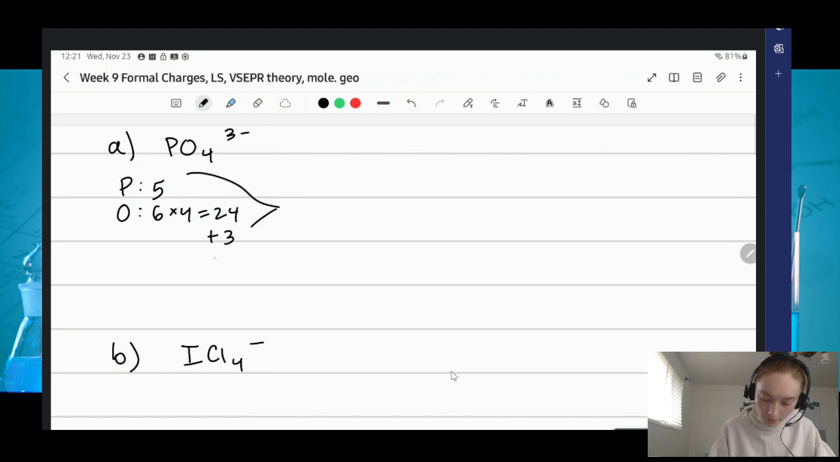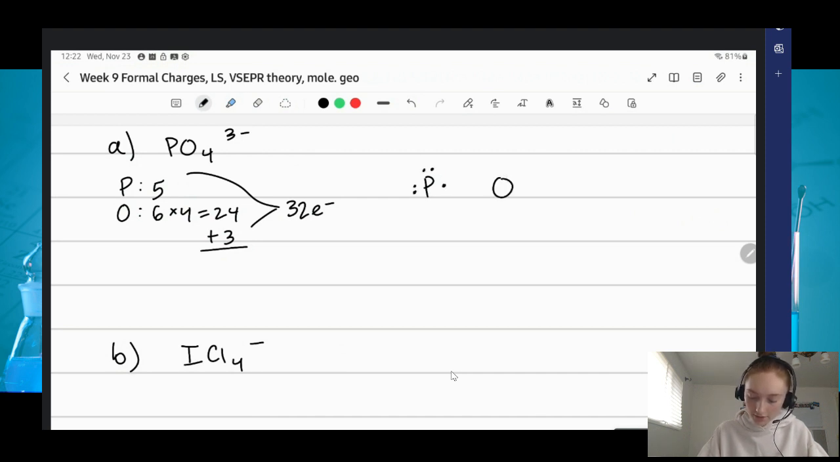Adding all these together, 5 plus 24 is 29. 29 plus 3 is, what is that? 32. So 32 valence electrons. And just as before, let's see what each of these atoms will look like, just their Lewis structures alone. So the phosphorus has 5. So 5 here. The oxygen has 6, and there's 4 of the oxygen.